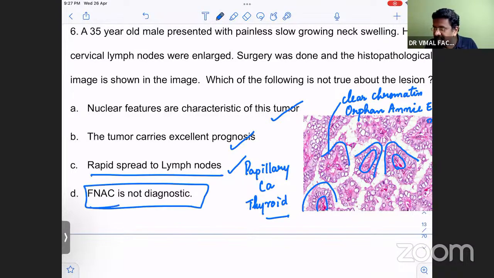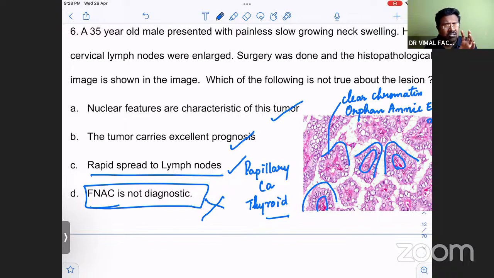Please remember, FNAC is diagnostic in case of papillary carcinoma. In which carcinoma can FNAC not tell you that this is a carcinoma? In which thyroid carcinoma? Yes, you know the types of thyroid carcinoma: papillary, follicular, medullary, and anaplastic. Very good. In follicular adenoma or follicular carcinoma, you cannot say by FNAC.